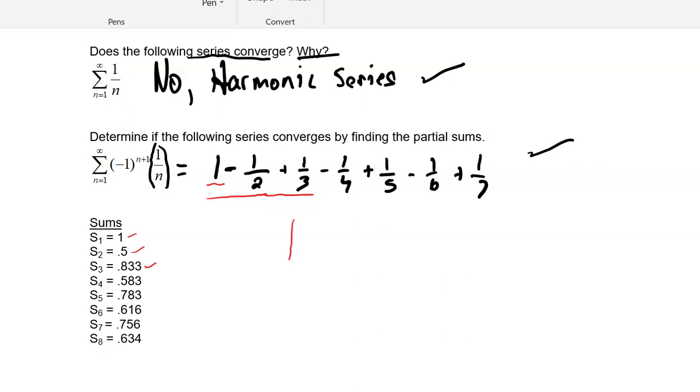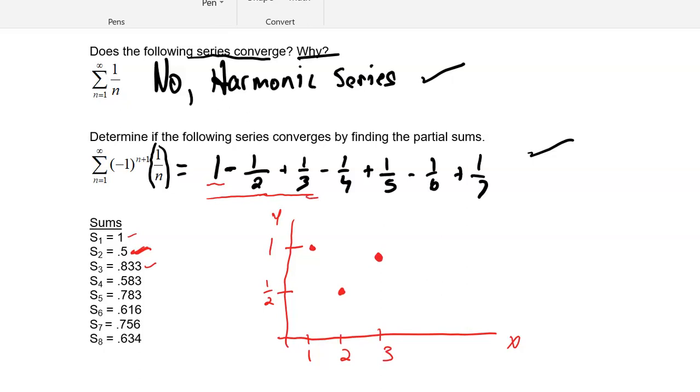As we're doing this, I should have told you to draw a little XY plane. Here's our x-axis, here's our y. Let's go back to graphing this like we did the very first day. Our first term gave a sum of 1, so we would be here. The second sum, at the second term, is 1/2. Our third sum is 0.83, so that's going to be right around here.